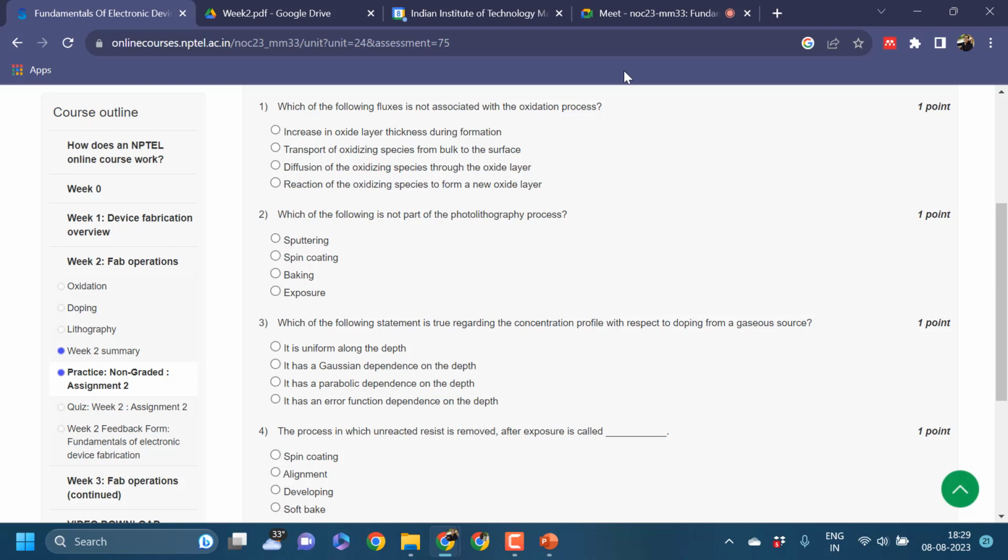Three processes are there. I mentioned during the recap that three processes will be taking place during every oxidation process. If you remember, is it a reaction of the oxidizing species to form a new oxide layer?